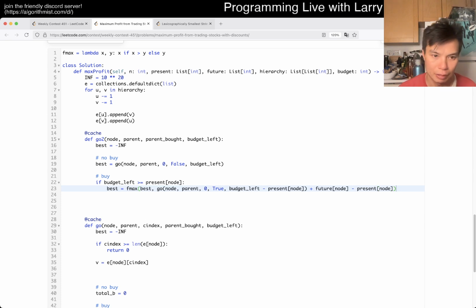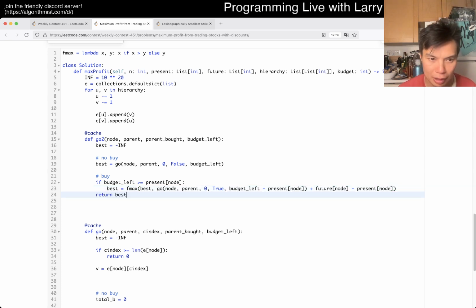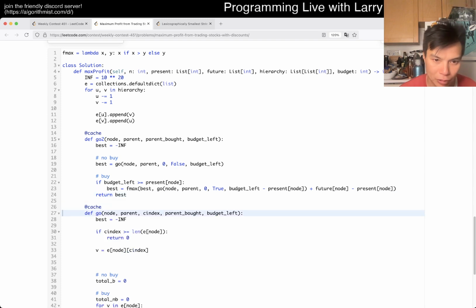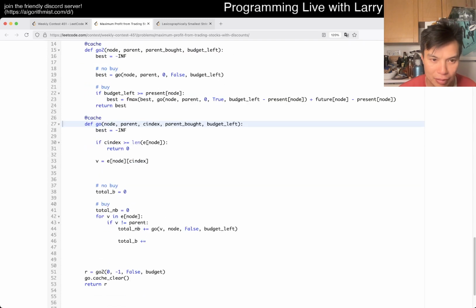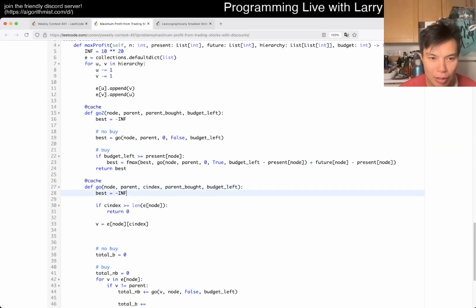Okay, and then return best. I think this is fine. And now, even the ordering is maybe a little bit funky, but whatever. Okay, so now we just want to consider this node, right? If this is it, it's done.